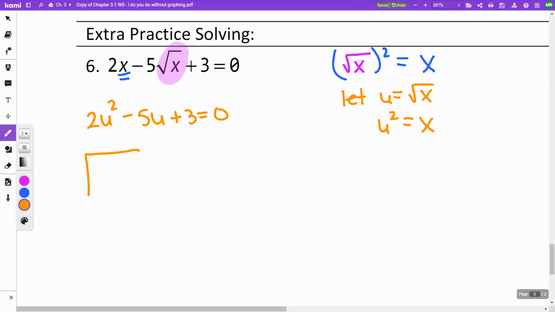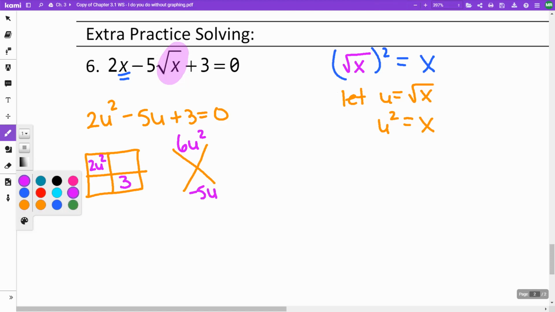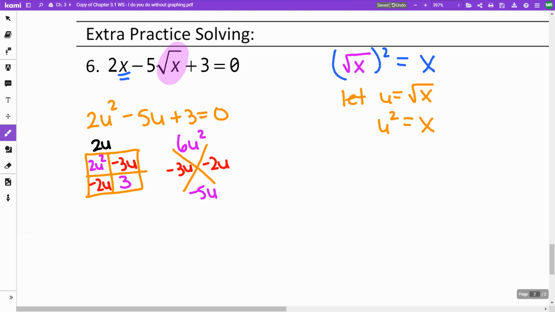I am going to factor. I'm going to do a box to diamond. I am going to be putting my 2u squared and my 3, so that's going to give me a 6u squared and a negative 5u. I am going to get a negative 3u and a negative 2u. And when I'm finding the outside, I am going to get 2u and u. This is going to be a minus 1, and this is going to be a minus 3. So I'm going to get 2u minus 3 times u minus 1 equals 0.